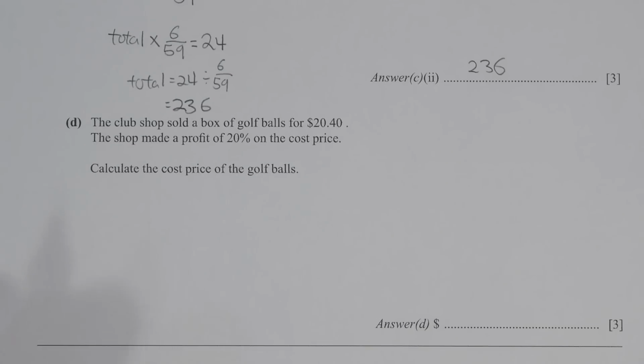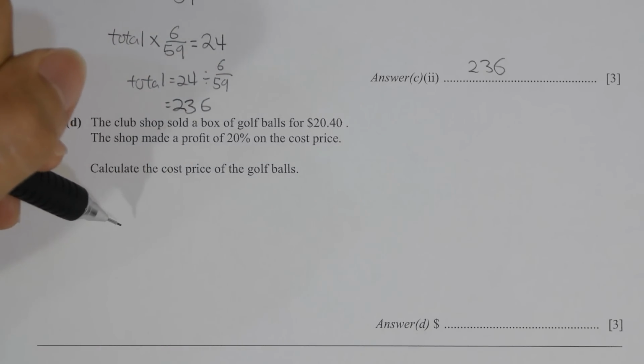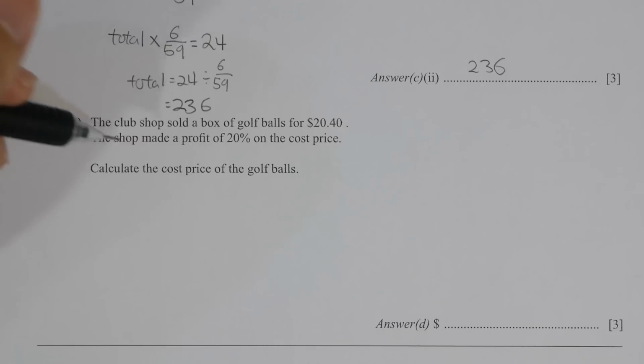For part D, the club shop sold a box of golf balls for 20 and made a profit of 20%. So the cost times 120% equals 20.4. Divide it, then you will get the cost as 17 per box.